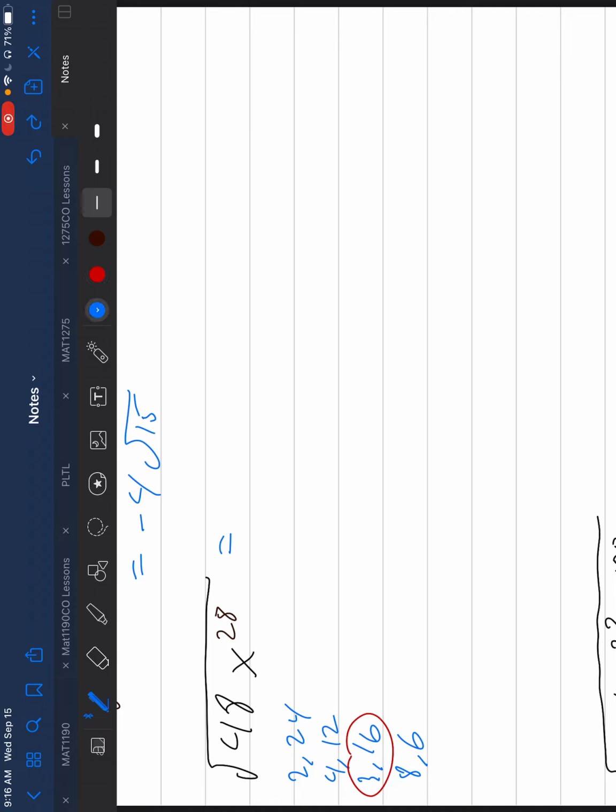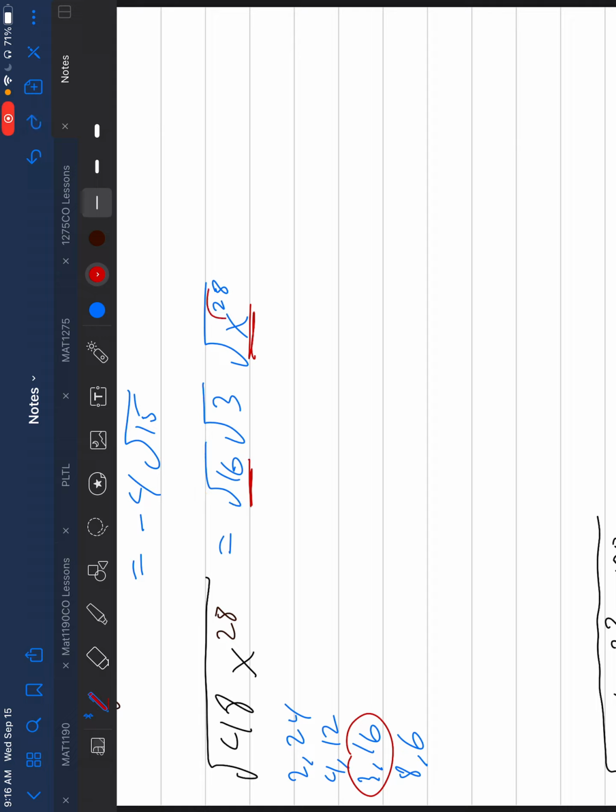So we're going to get the square root of 16 times the square root of 3 times the square root of x to the 28th power, right? Let's take them all separately. And I'm going to underline 16. I'm going to underline x to the 28th. Why? Because both of them are perfect squares.